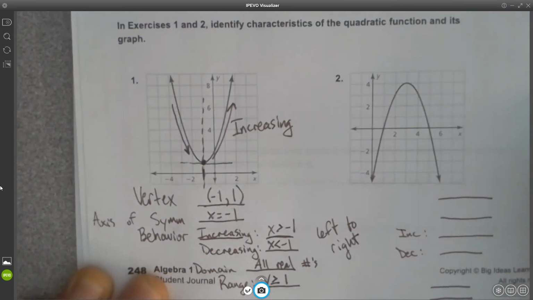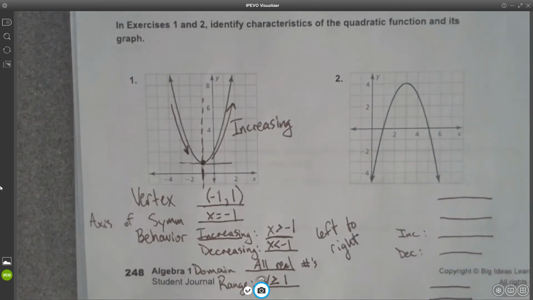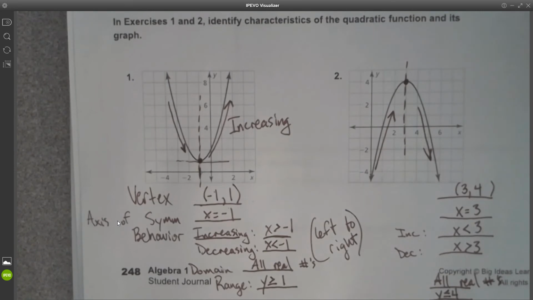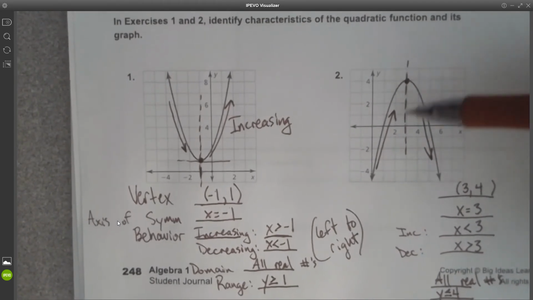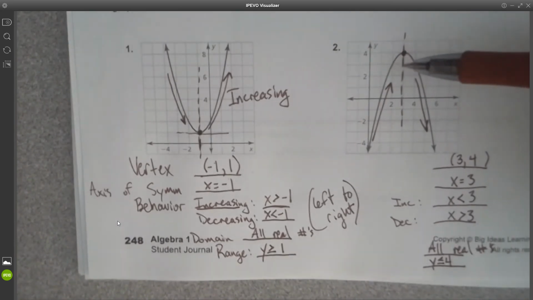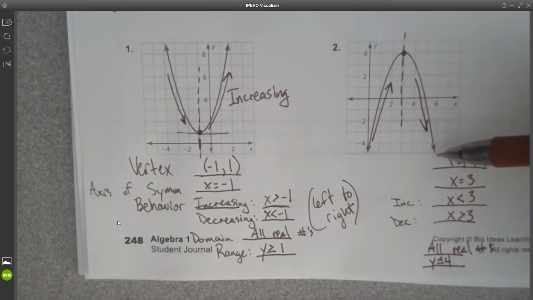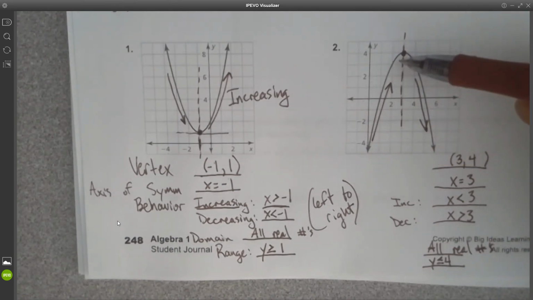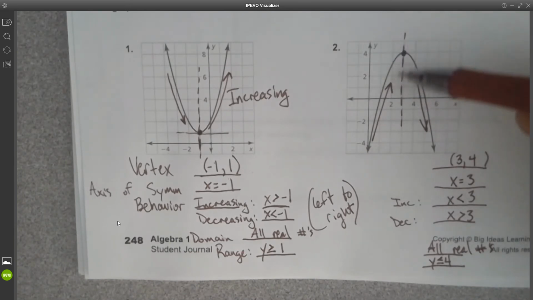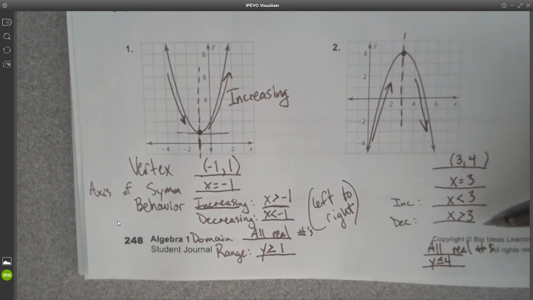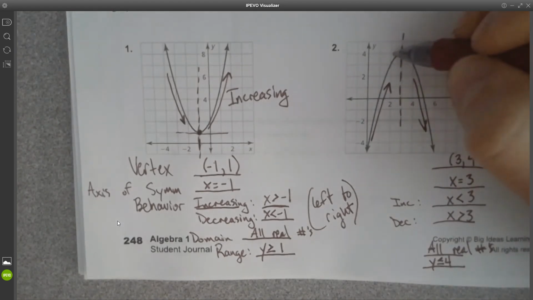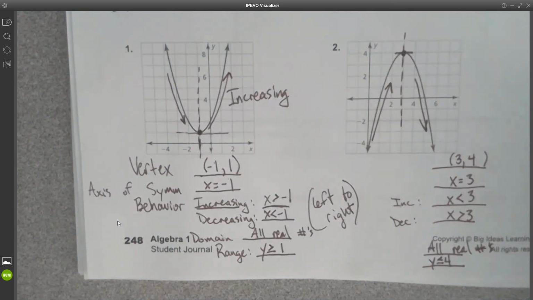Go ahead and try number 2. Pause your video and give it a shot, and then we'll talk about it. So for number 2 here, I can see the vertex is at this point 3, 4. The axis of symmetry is this line x equals 3. Because this is a downward facing parabola, we're increasing as we move up on the left side. So that's everything when x is less than 3. And we're decreasing once we get greater than 3. Again, all real numbers for the domain. And here the range is everything at or below 4. So the range is y is less than or equal to 4.